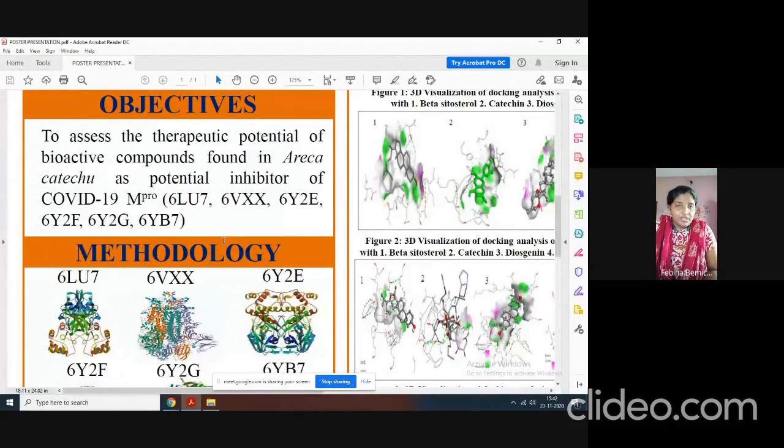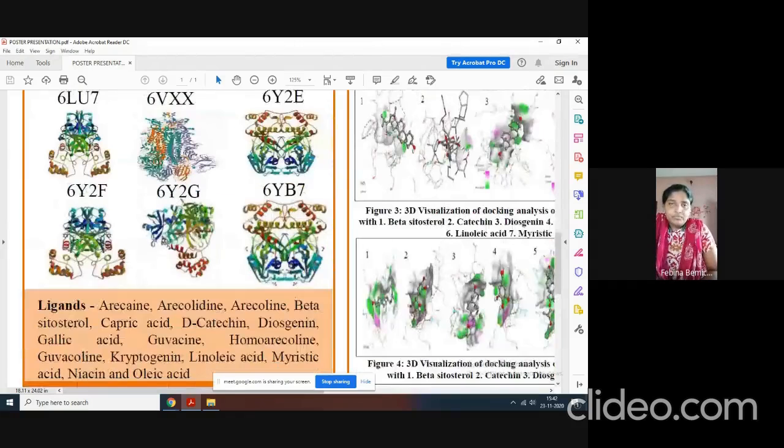The protease structures I have used in my study are 6LU7, 6VXX, 6Y2E, 6Y2F, 6Y2G, and 6YB7. These are the structures of protease which I have selected in my study.